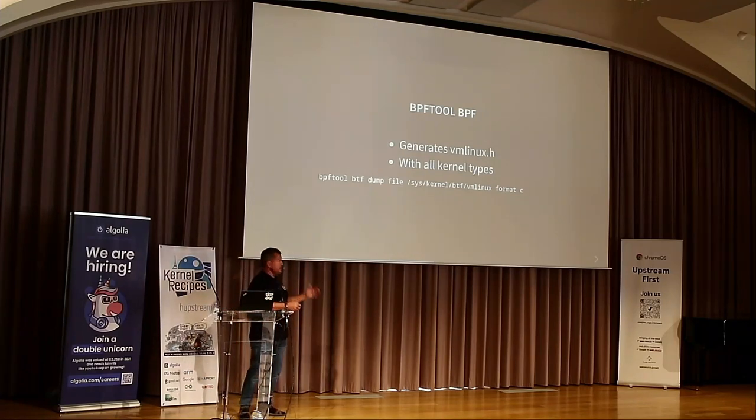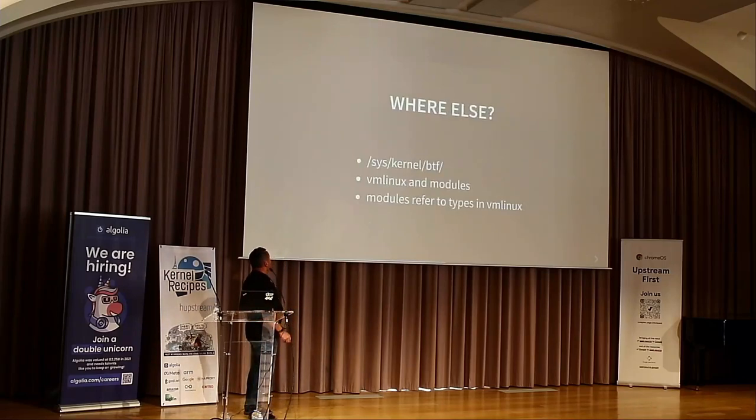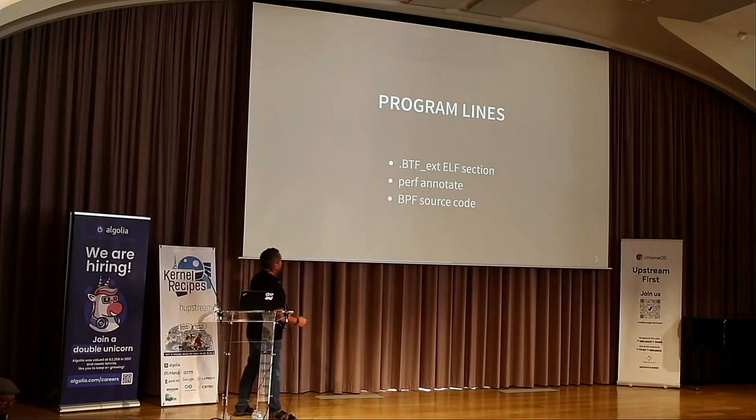So it reconstructs. And you can do the same thing with pahole. pahole --compile will reconstruct compilable source code like bpftool. That's another thing you can do. Where else? In /sys/kernel/btf, besides vmlinux, you have one file per kernel module. In this file are the types that are not present in vmlinux and are specific to this kernel module. Program lines, as I said, you have a .BTF.ext ELF section, and perf annotate uses it.